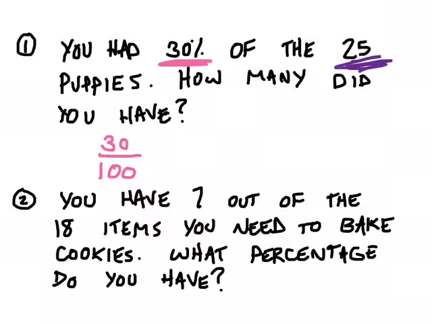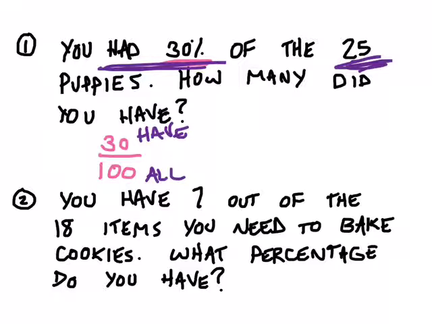So in this case, I have 30% of the puppies, so 30% is what I have, and whatever I put on the top has to be what I have. So 100% of the puppies is all the puppies, and whatever I put on the bottom has to represent all of the puppies. So when we look at this 25, we can say I have 30% of the 25 puppies.